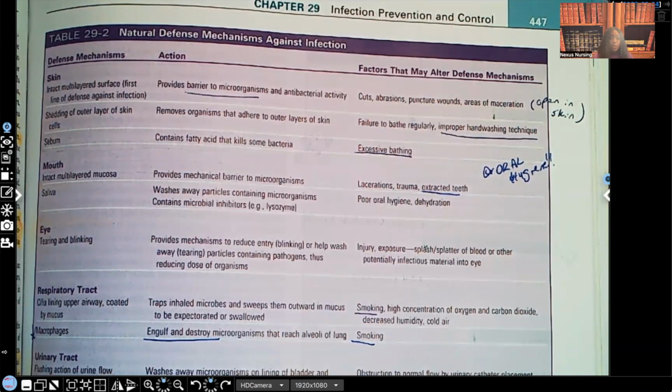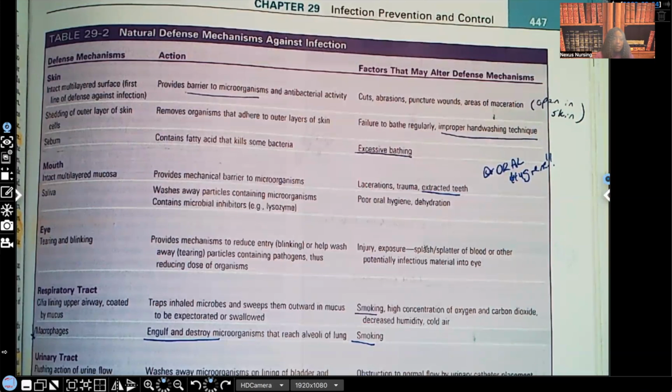Let's move down to the respiratory tract. Smoking. Not humidifying oxygen. If patient's going to be on oxygen for any extended amount of time, that oxygen needs to be humidified, because if not, it's going to cause dryness, which can cause cracking, which can cause what? Infection.